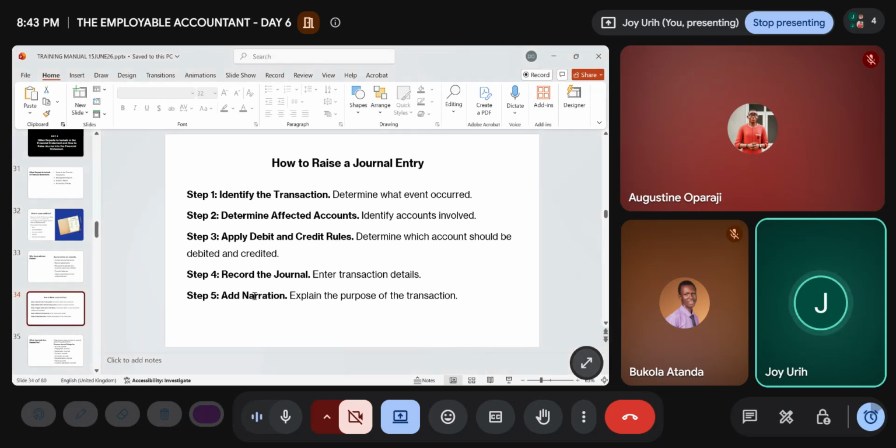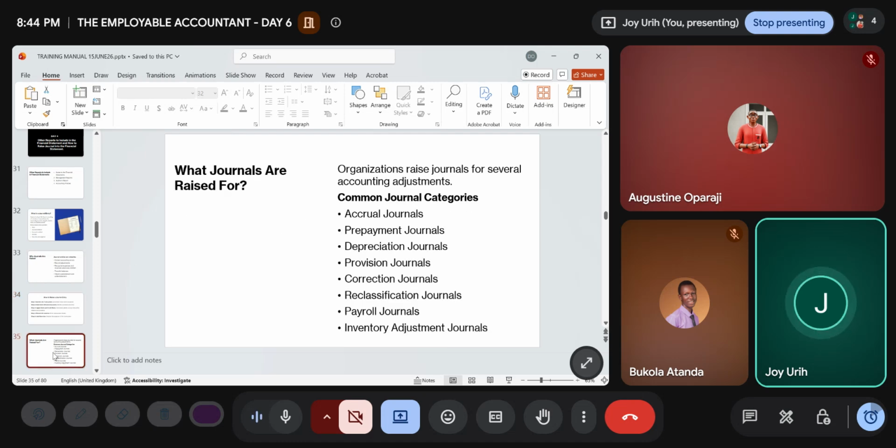Next, you apply the debit and credit rules. Determine which account should be debited and which should be credited. The next step is to record the journal by entering the transaction details. And lastly, you have to put a narration. For every journal, it's necessary that you put in a narration to explain the purpose of that journal or transaction.